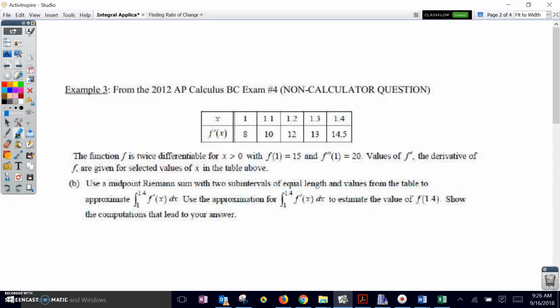First, we look at what kind of Riemann sum we want. We want a midpoint Riemann sum, so we're going to choose the value of f prime at the midpoint of our subintervals. And we want two subintervals of equal length. So since our table extends from 1 to 1.4, we want one subinterval to be from 1 to 1.2, and the other subinterval to be from 1.2 to 1.4. Now, how wide are these subintervals? They're 0.2 units wide.